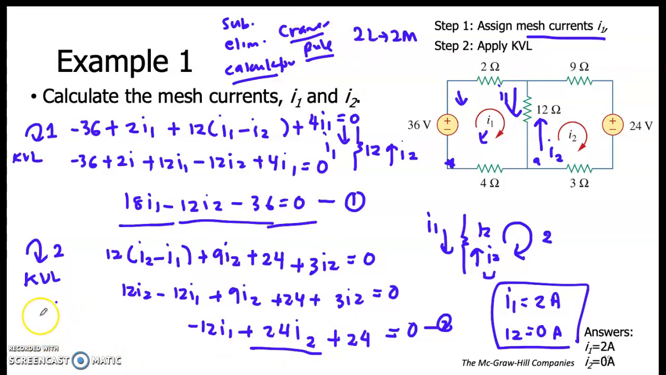Okay, so that's all for this video today. The most important part here is this one, 12 times I1 minus I2. But if you are in loop number 2, it is 12 times I2 minus I1.